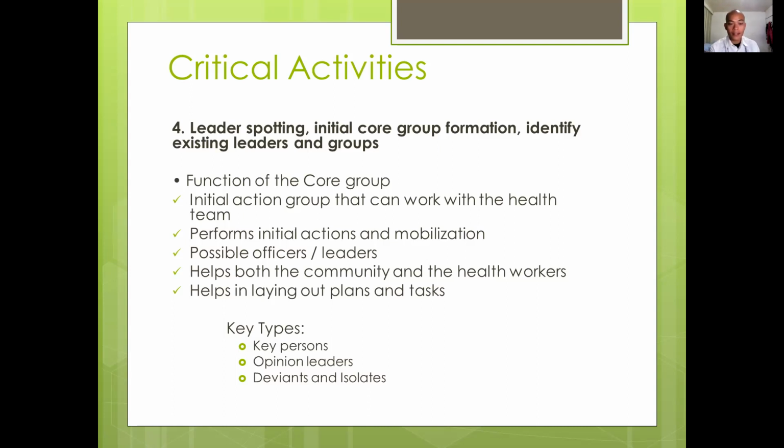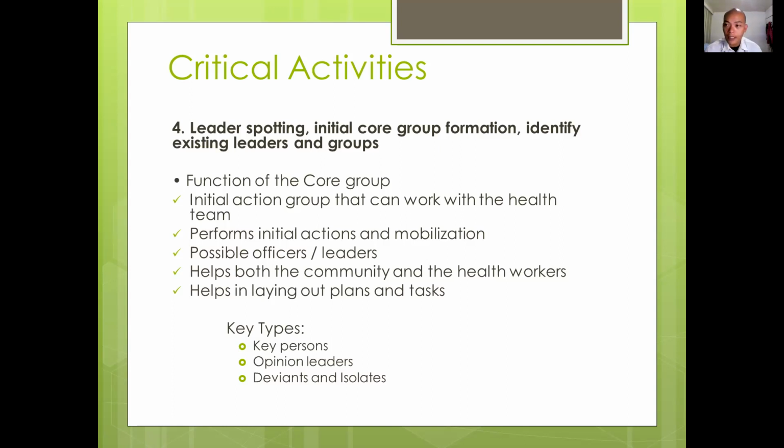These leaders also help both the community and the healthcare workers. May mga people in the community who will not only help in our implementation of the program, both for the community and the healthcare workers. Tayo, tutulungan rin tayo nila. And leader spotting is important to help in laying out plans and tasks because meron sila mga opinion and they have experience in that community, so they can help us plan and task.